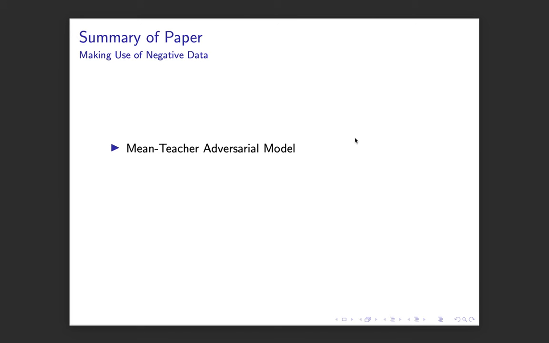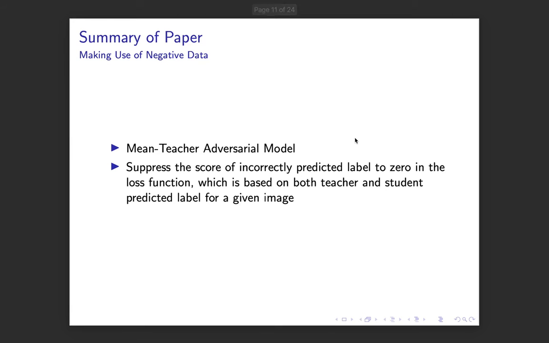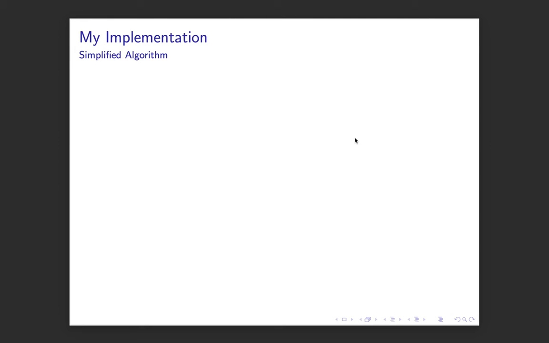So first, I want to mention they use the mean teacher adversarial model as their neural network. And in order to make use of the negative data, they consider the teacher's prediction, the student prediction, and the loss function when choosing the next possible label. So they suppress the incorrect label to 0 and then choose a next one. But that process is a little bit involved. So for my implementation, I simplified the algorithm, but basically did exactly as they did. So in illustrating this, it'll also help illuminate what the authors did.